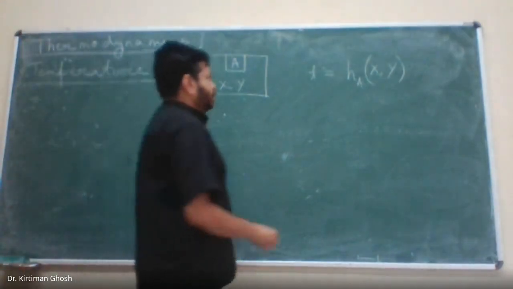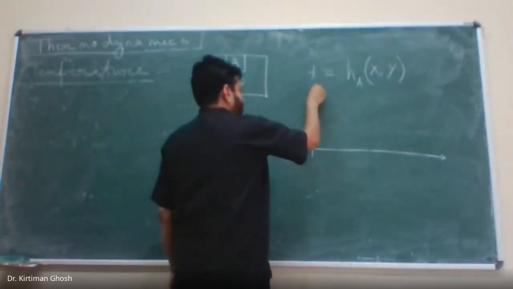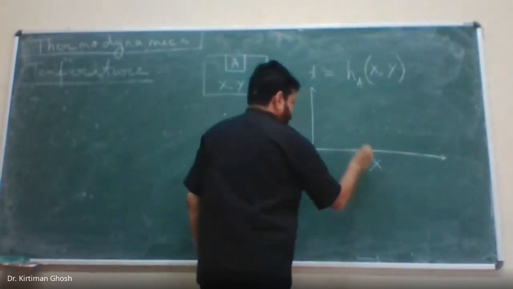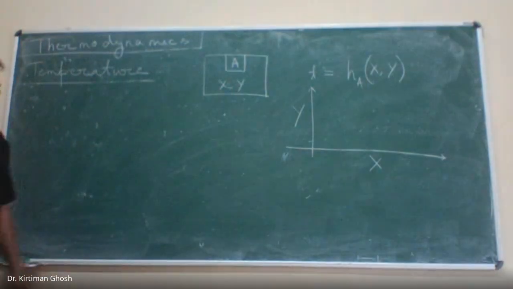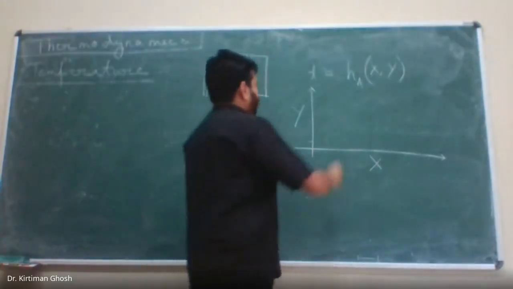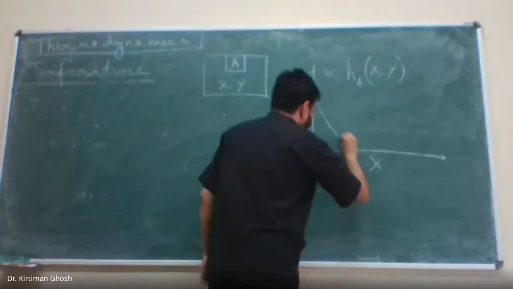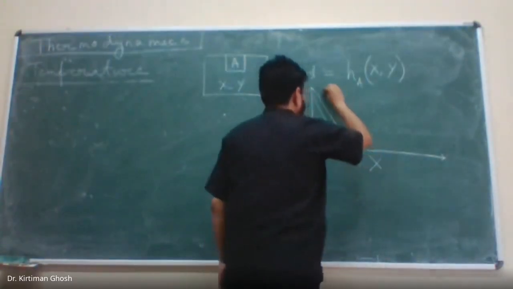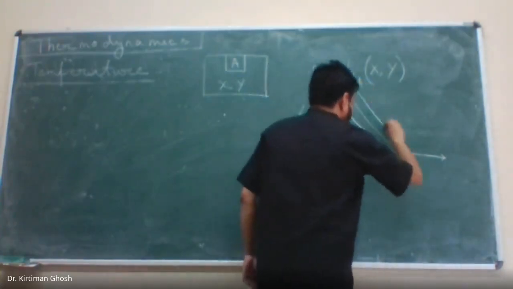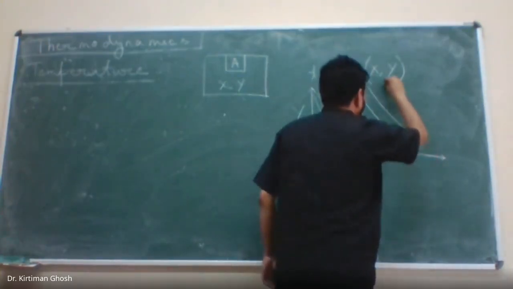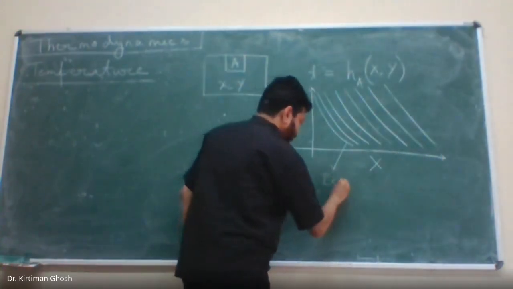So how can we do that? We have already drawn the isotherms for this particular system A. If we draw the variation of the thermodynamic coordinates x and y for different fixed values of temperature, then we will have lines like this. So these are called isotherms. We already described and defined isotherms in the last session.